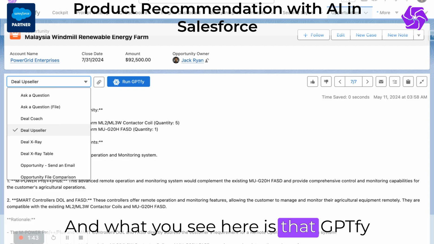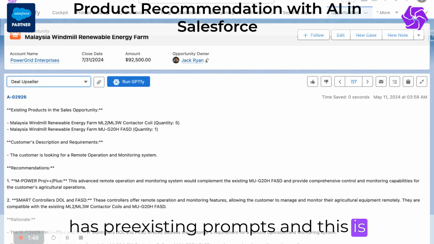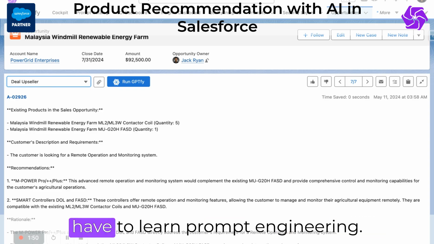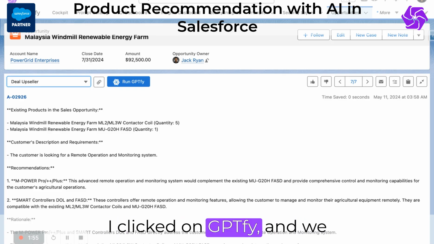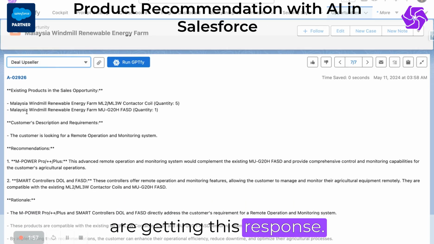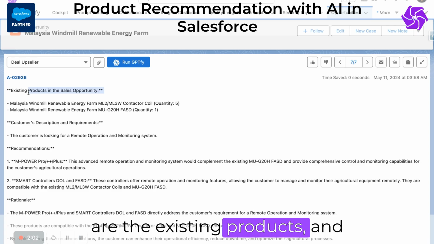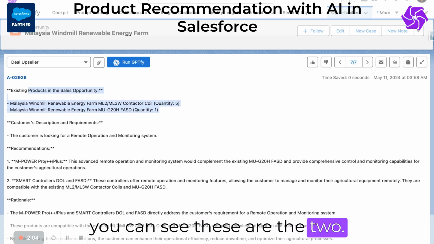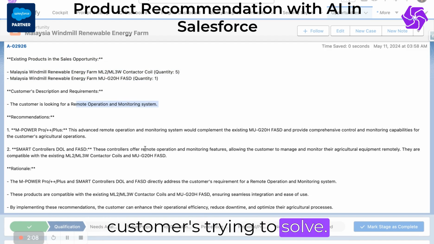And what you see here is that GPTfy has pre-existing prompts, and this is optimized so that your end users don't have to learn prompt engineering. So I selected Deal Upseller, I clicked Run GPTfy, and we are getting this response. And interestingly, in this response, you can see it's looking at what the existing products are, and you can see these are the two, and it's looking at what problem the customer is trying to solve.